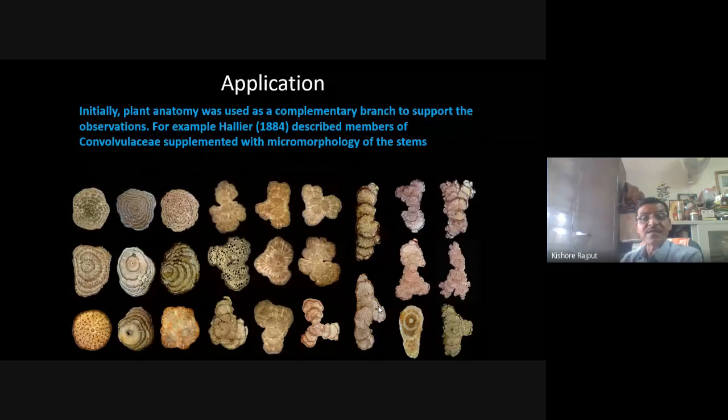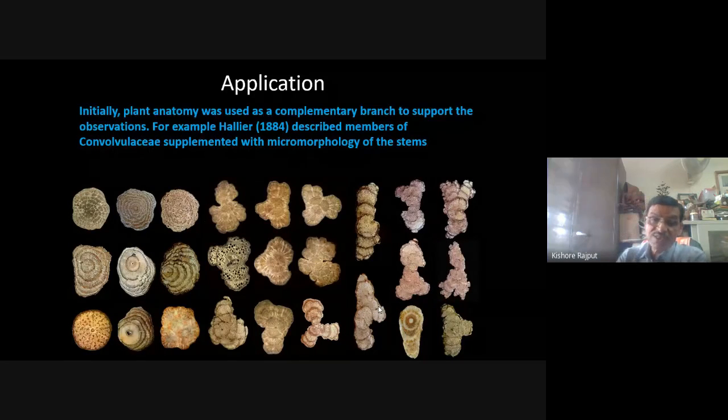Then another example of this taxonomic work, pure taxonomic work, is Hallier, who in 1884 described the members of Convolvulaceae supplemented with micromorphology of the stem. So this kind of micromorphology they were using initially.